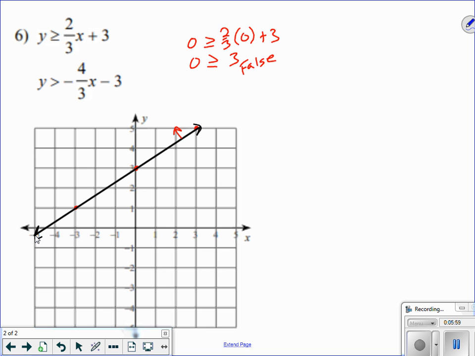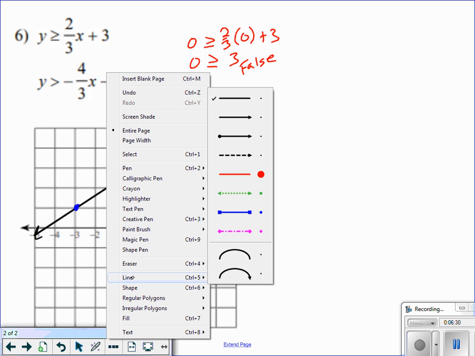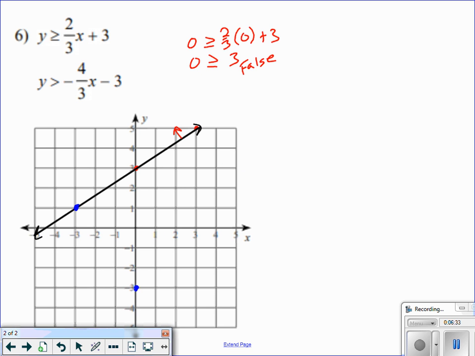Okay, our other line is y greater than -4/3 x minus 3. So I'll go down to -3 for my y-intercept. Now my slope is -4/3. But as you can see on my graph, I don't have room to go down 4 and right 3. So what I'm going to do instead is I'm going to go up 4 and left 3. And I have another point right there. Now this one, again, is greater. It is not greater than or equal to. So this one, we need a dashed line for this one. Extend our dashed line here a little.